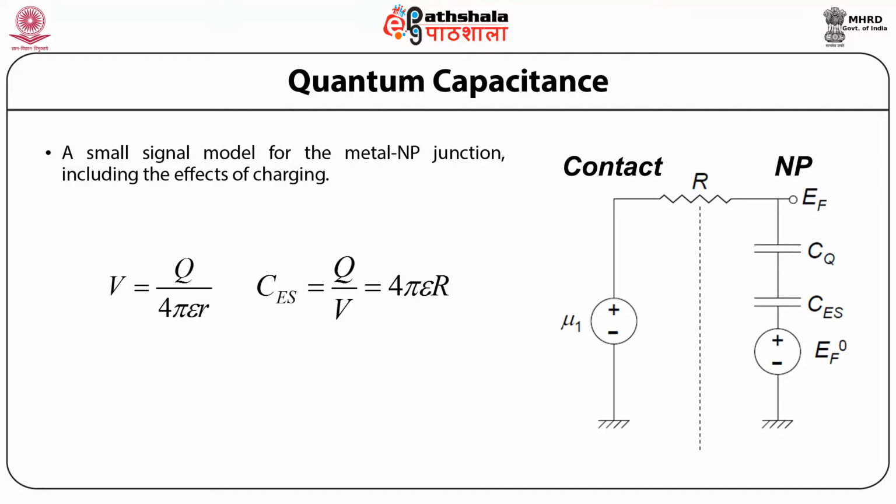For example, the capacitance of a nanoparticle with the radius r equal to 1 nanometer is approximately CES equal to 10 to the power minus 19 farad, and the charging energy is then UC equal to 1.6 electron volt per charge.